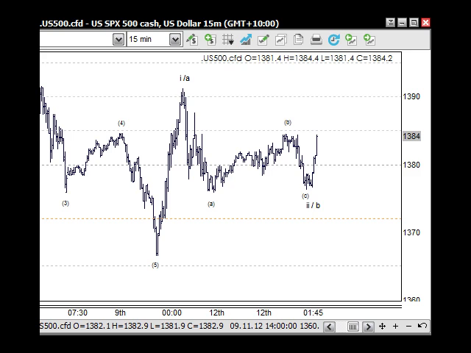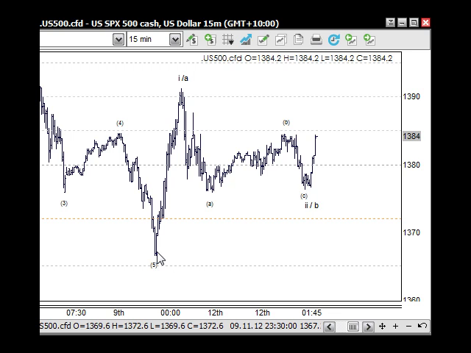Welcome to the Day Ahead Report, and here we're looking at the S&P 500. In the last report we were looking at this little bounce off these lows here, and what we assumed was that we were looking at a five-wave structure, an impulse wave to the upside.